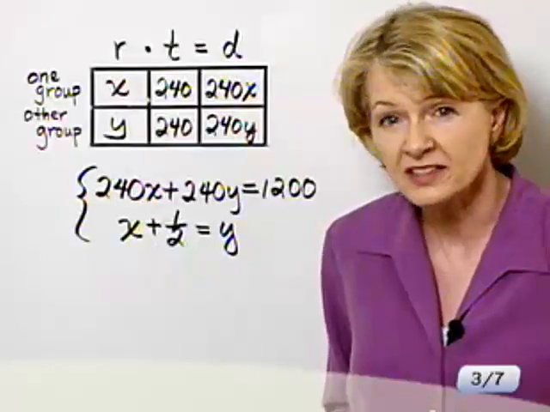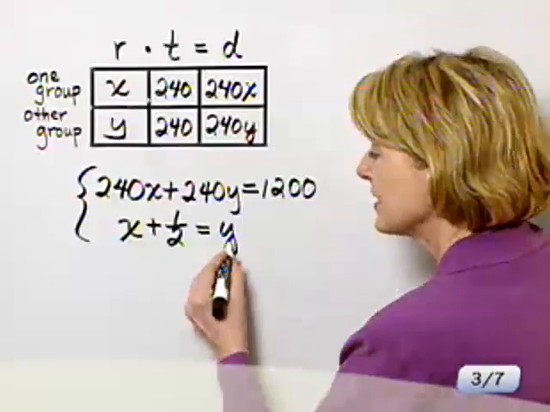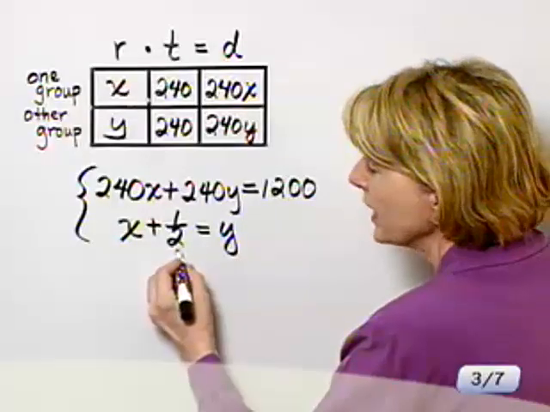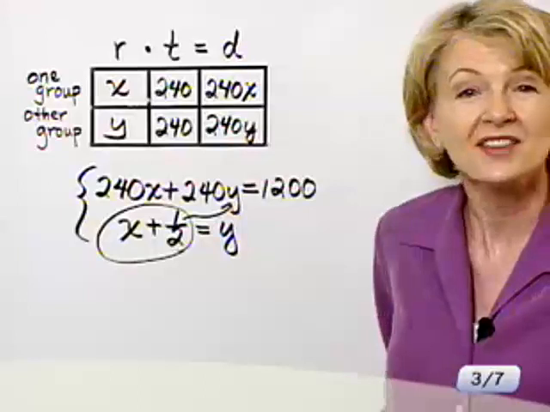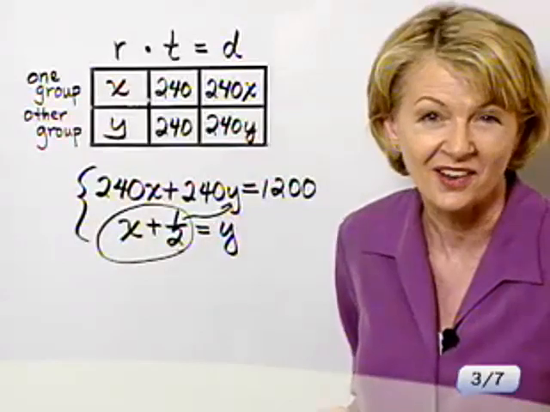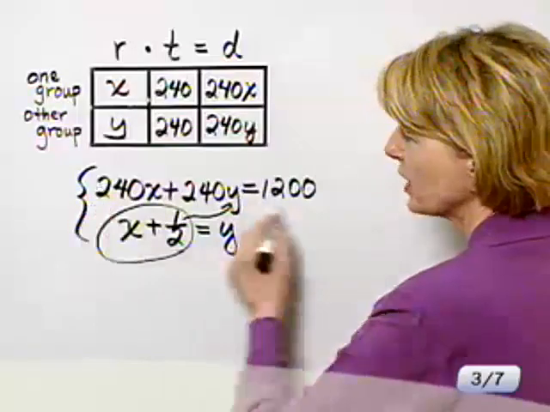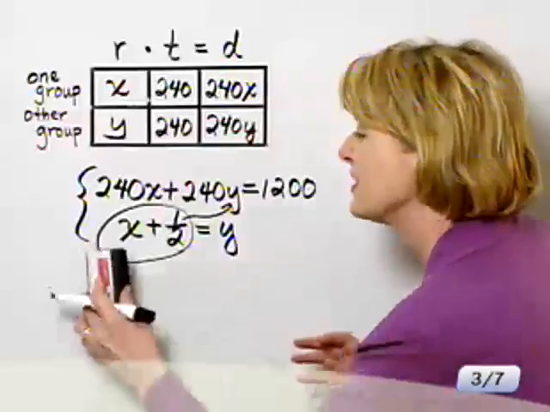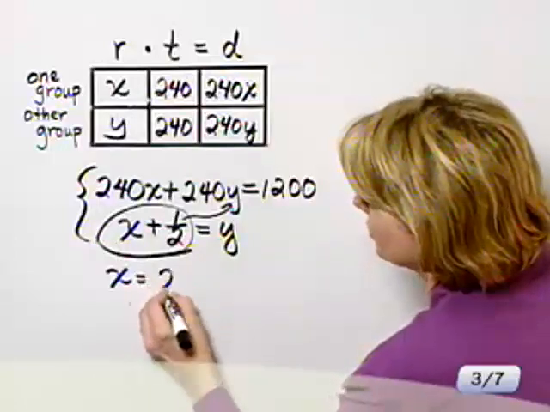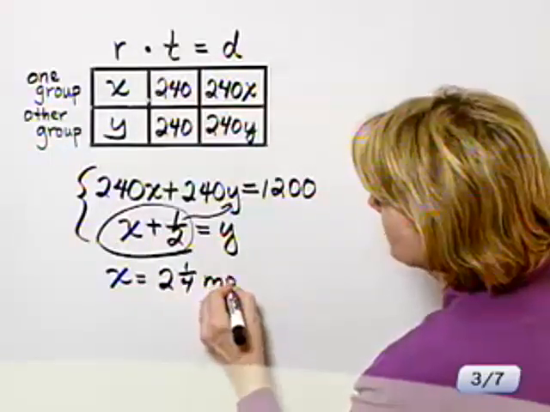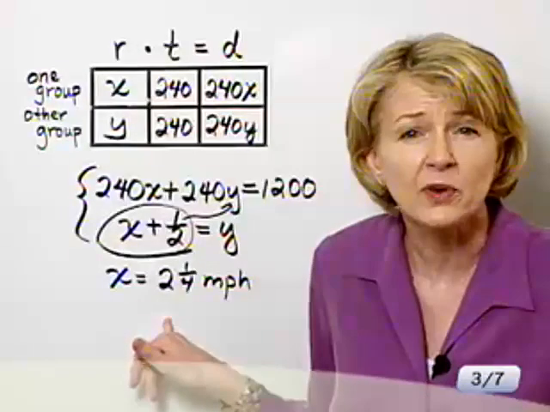Now, I'll let you solve this system of equations. You can either use the addition method or the substitution method. Since this is solved for y, you may just want to substitute this for y in the first equation and then go through and solve. Once you solve then, and you will be solving for x because you'll have an equation in nothing but x's, you'll have that x is equal to 2 1/4, and that's miles per hour. Once you solve, you'll have x equals 2.25 or 2 1/4 miles per hour.